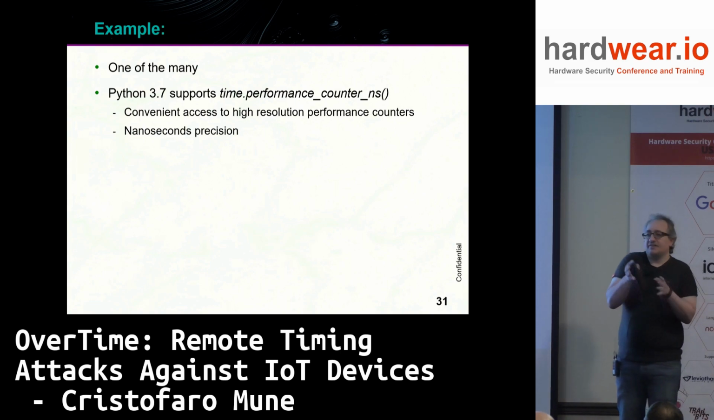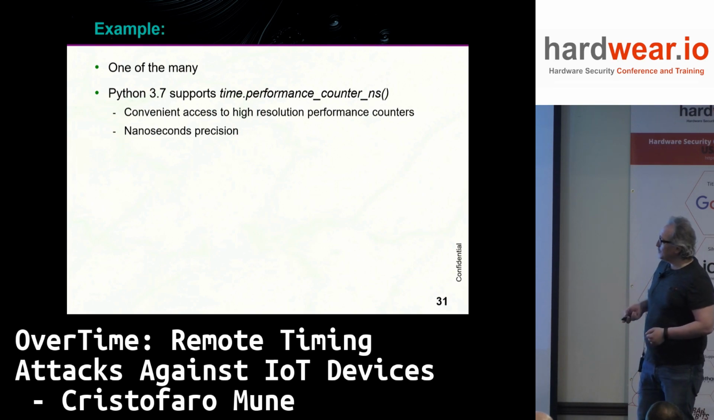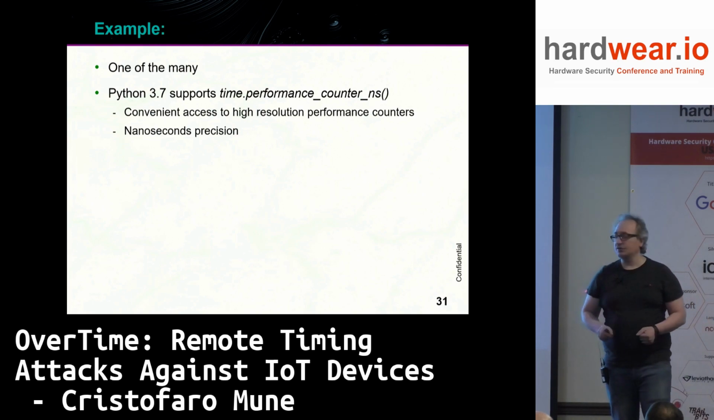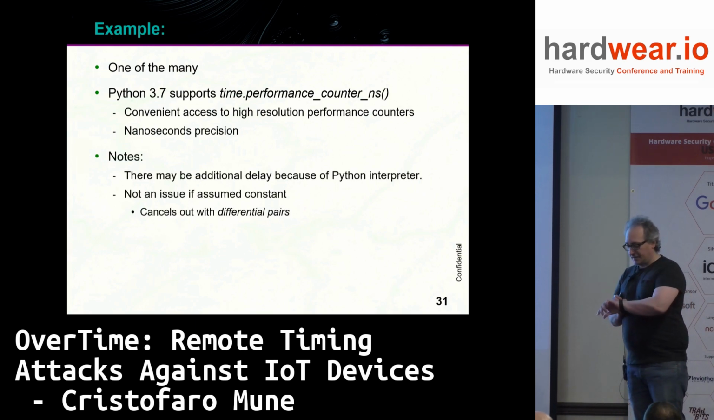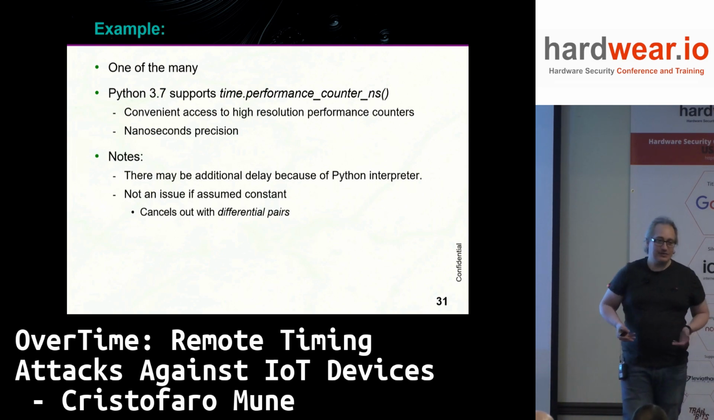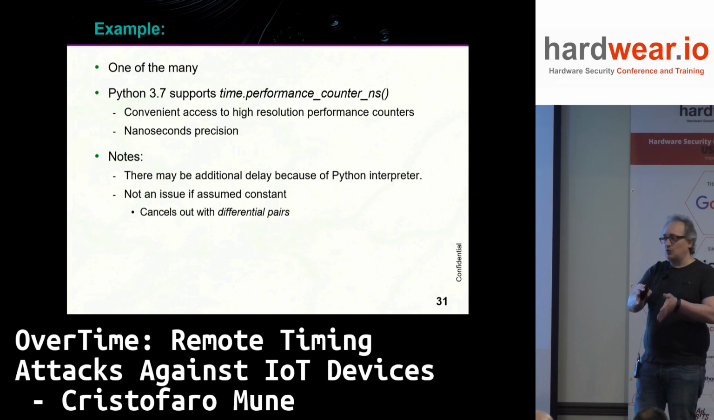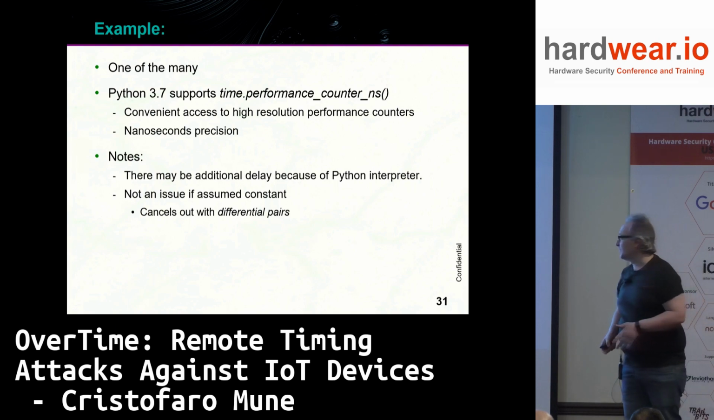I'm taking measurements in a different situation, and I'm perfectly fine understanding the limitation. Before choosing, you need to understand. So basically, I get nanosecond precision, and I have the performance counter. Of course, there are caveats, because there may be an additional delay because of the Python interpreter: before the packets arrive in user space, they go to the socket, then to my Python interpreter, and then I get, yes, you received the packet. There is an additional time.